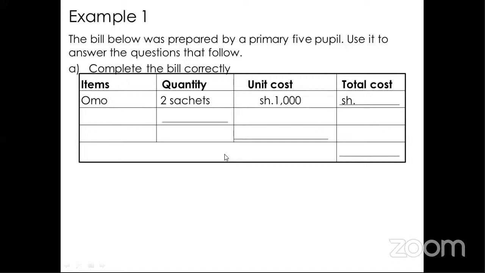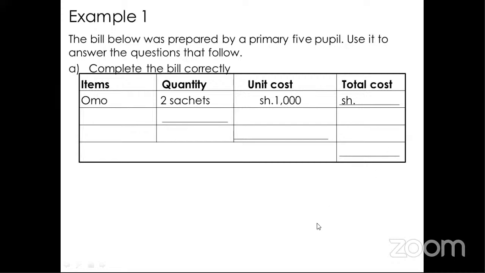The quantity, how many sachets do you want? The pupil said, I want 2 sachets of Omo. Now, the unit cost here means each. It means the cost per sachet. Learners, are you following me? This is how the table is prepared. Here you have the item, the quantity that you need, the unit cost, and then the total cost. So if you have 2 sachets of Omo, each sachet you have bought at 1,000, how much will you pay for 2 sachets? That is called the total cost.